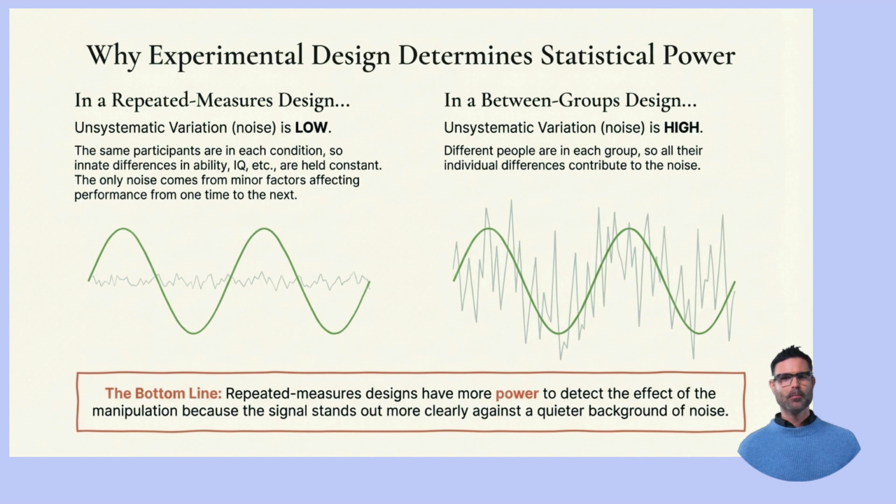Experimental design determines statistical power because power improves when the signal stands out against a quieter background of noise. In repeated measures designs, unsystematic variation is often lower because the same participants appear in each condition, so stable individual differences cancel out. In between groups designs, noise is often higher because different people bring different baseline levels, increasing variability and making real effects harder to detect.